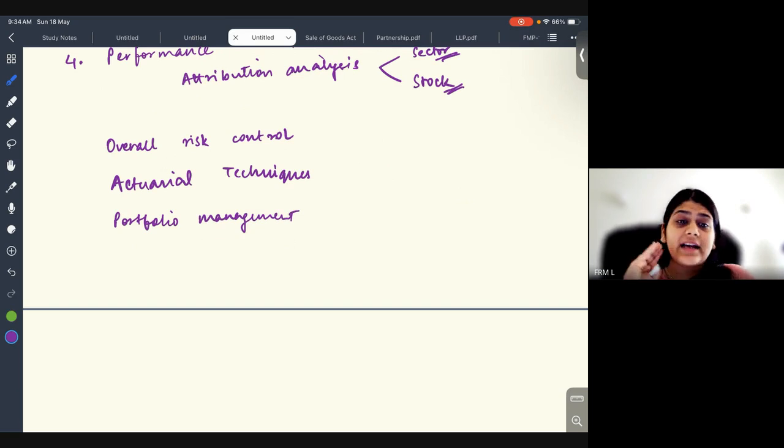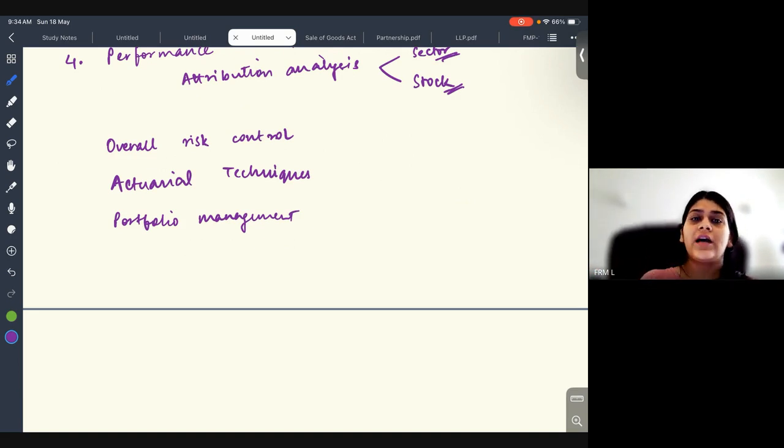Now, in actuarial techniques, we'll be looking at things like asset liability modeling, risk budgeting, matching, mismatching, liability driven investment. And in portfolio management, we are going to look at different styles of management. Of course, we have active and passive. Apart from that, we can have value style, growth style, contrarian, momentum. All of those things will be there. Plus, we'll also have portfolios of derivatives. So, different strategies that can be formed using derivatives.